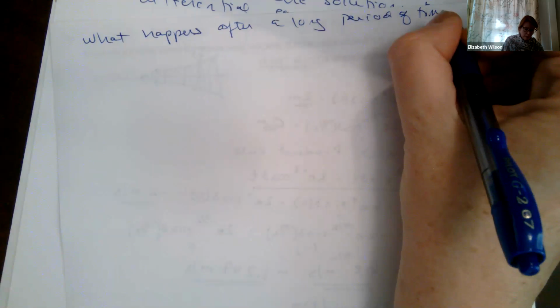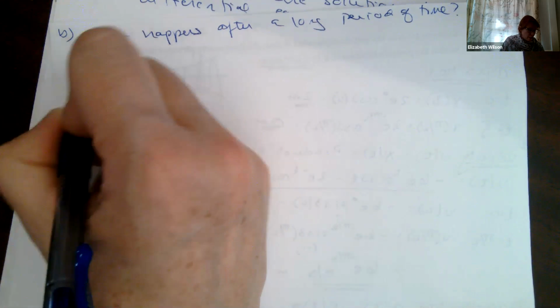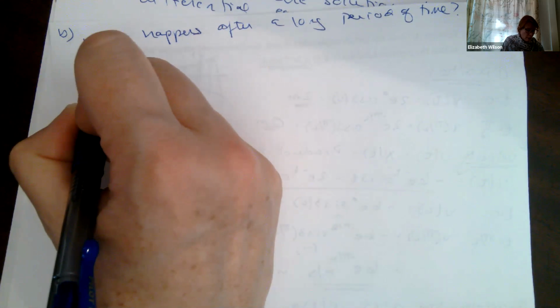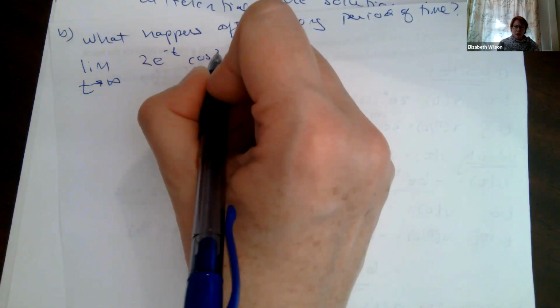Okay, so this is part B. That means I'm going to take the limit as t goes to infinity of 2e to the minus t cosine of 3t. This is my position. What's my position after a long period of time?